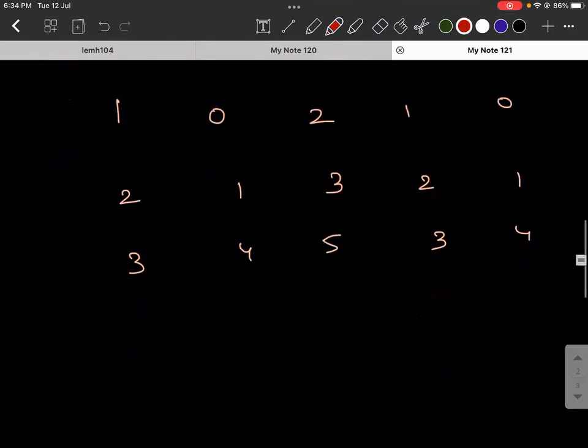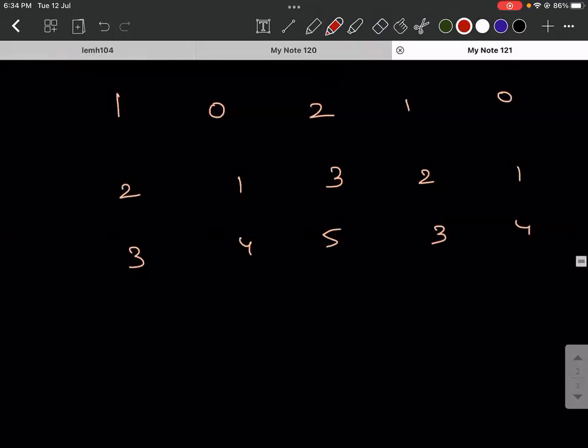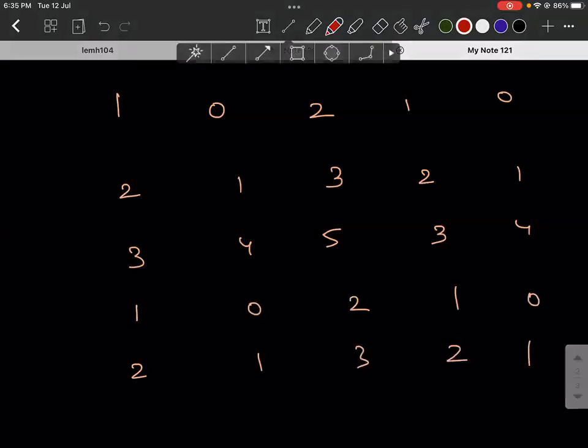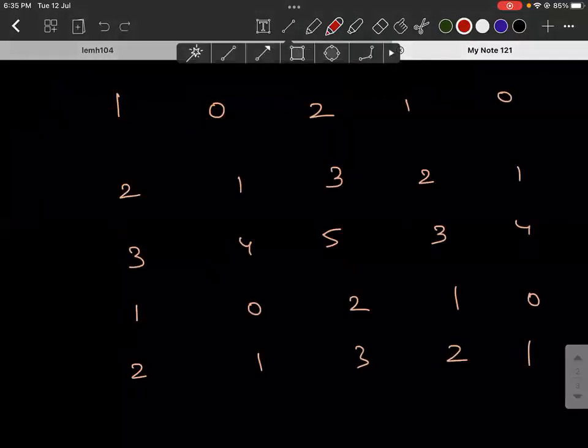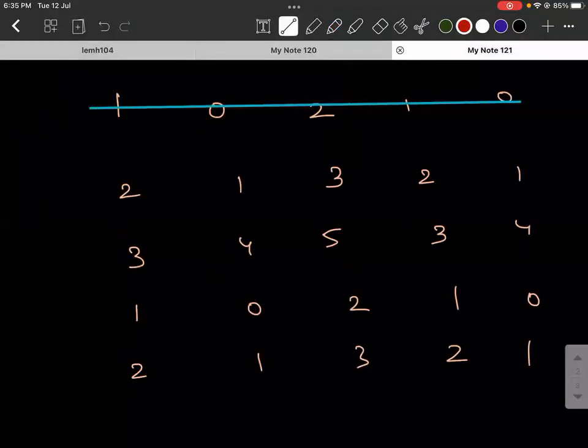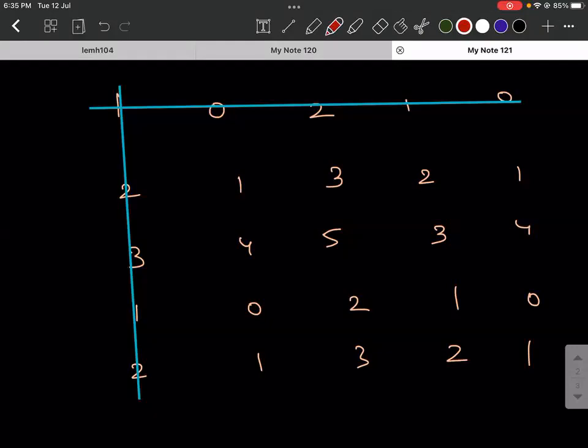Then what are we supposed to repeat? The first two rows are to be repeated: 1, 2, 0, 1, 2, 3, 1, 2, 0, 1. Then what is supposed to be hidden? Hide the first row and the first column. When you hide, 2, 1, 3, 2, 1.